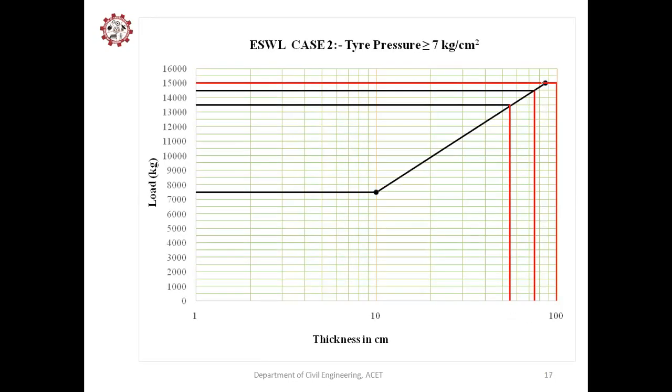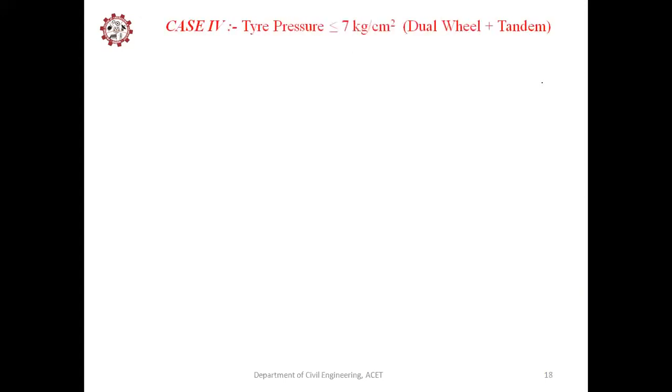And next thickness is your 100. So for 100, if you project on the AB line, then you are getting the value for 100 centimeter as 15,000. So the whole problem gets calculated.